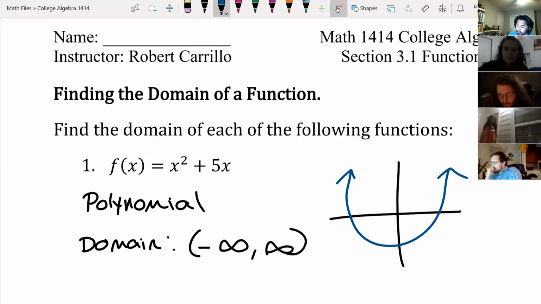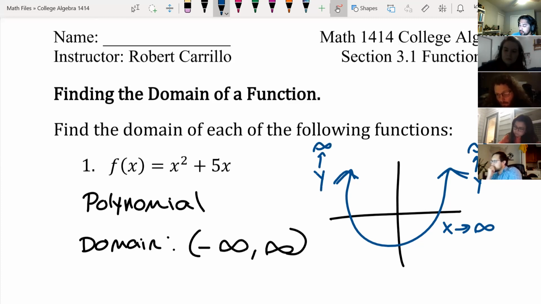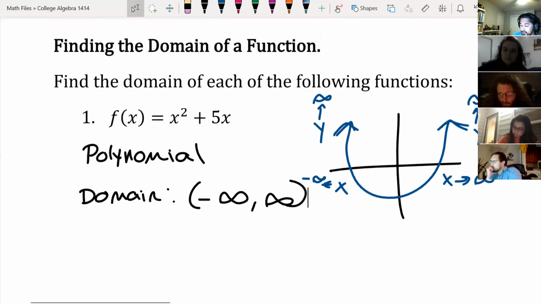So we see that these tails keep heading towards, they'll never stop. So the tails will go to infinity as x goes to negative infinity and as x goes to positive infinity. So this y value will head to infinity as x heads towards positive infinity. And this y value will head towards infinity as x heads towards negative infinity.